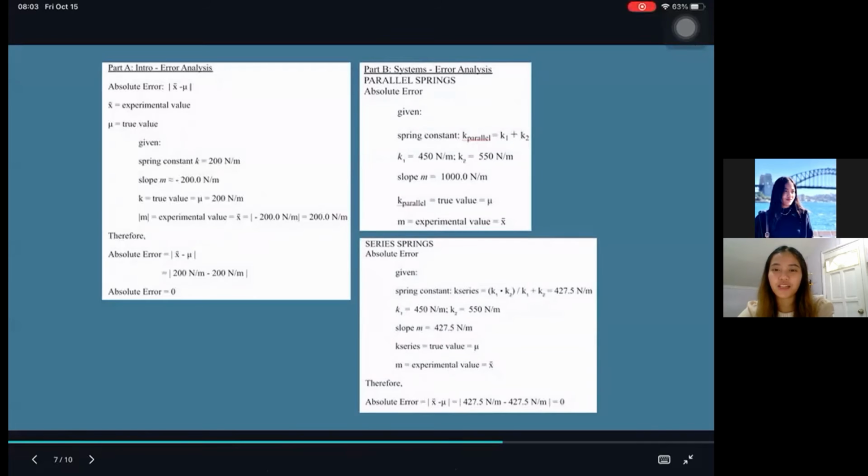In all the parts of the experiment, the experimental value, which is the absolute value of the slope of the force-position graph, has the same value as the true value, which is the preset value of the spring constant, the sum of the two preset values of K sub 1 and K sub 2, K parallel, and the values of K series in Parts A, B parallel, and B series, respectively. Thus, the absolute error for all parts is 0.